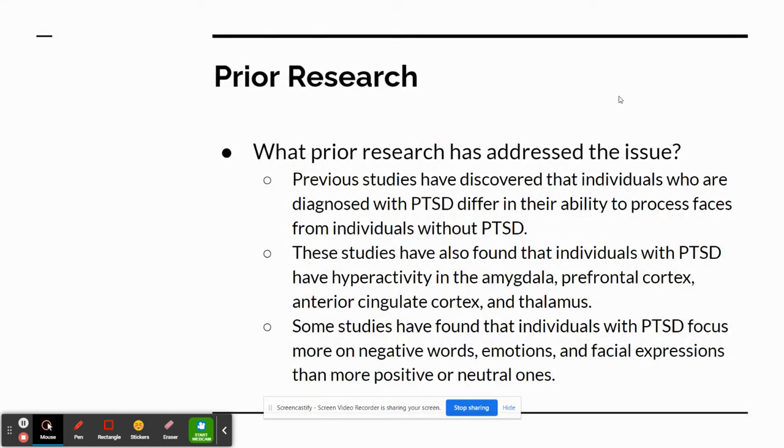Prior research. What prior research has addressed the issue? Previous studies have discovered that individuals who are diagnosed with PTSD differ in their ability to process faces from individuals without PTSD. This relates later to one of the parts of the experiment done in the study. These studies have also found that individuals with PTSD have hyperactivity in the amygdala, prefrontal cortex, anterior cingulate cortex, and thalamus. And then some studies have found that individuals with PTSD focus more on negative words, emotions, and facial expressions than more positive or neutral ones.